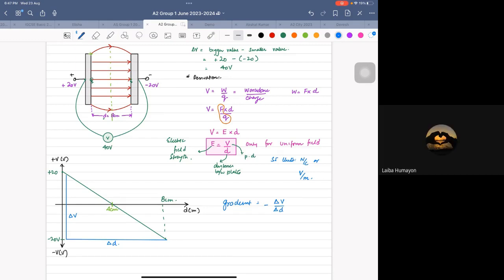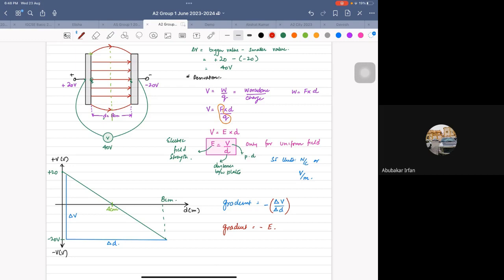Can you tell me from the screen what exactly this is? Electric field strength. Yes. So it means that the gradient of this graph is negative electric field strength. And why is it a straight line? Because the gradient is constant, and in a uniform electric field, the electric field strength is also constant.